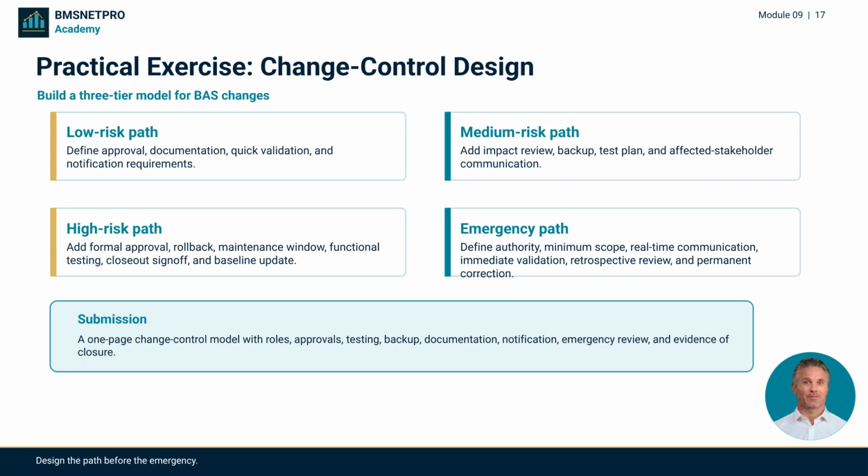The learner assignment is to create a 3-tier change model for low, medium, and high-risk BAS changes. The model must include approval, testing, backup, documentation, notification, emergency path, and retrospective review.